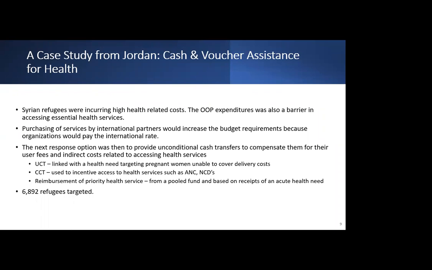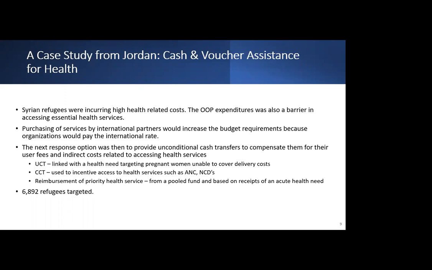Medair's response option had 3 parts. They provided unconditional cash transfer linked with a specific health need, targeting pregnant women that are unable to cover their either natural or cesarean costs. And again, this was very, very targeted for pregnant women. Another component was conditional cash transfer used to encourage people, including these pregnant women, to seek services from health service providers related to antenatal care or non-communicable diseases.